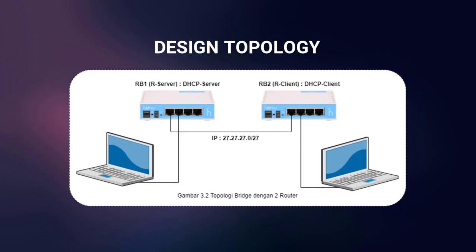This is the topology for the configuration. As you can see in the topology, I use two routers and two clients. I'll bridge all of the ports that connect to routers and clients. The first router is the server router and the second router is the client router. I'm going to distribute an IP address from the router server to all the clients with a DHCP server.